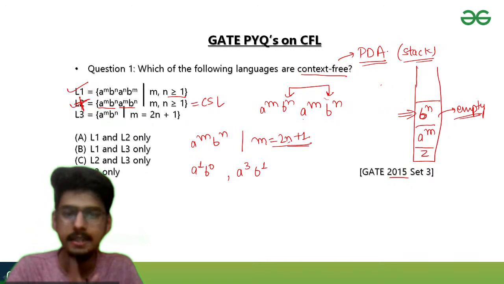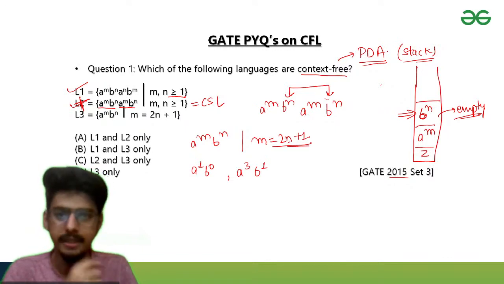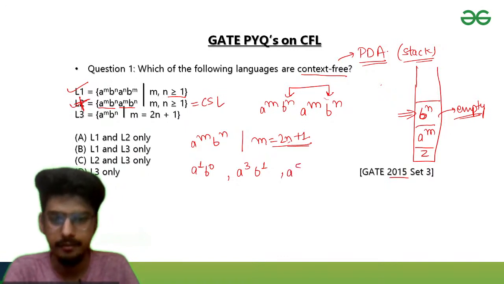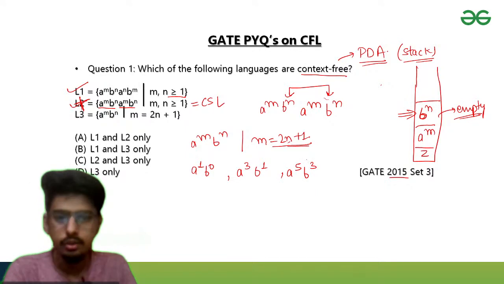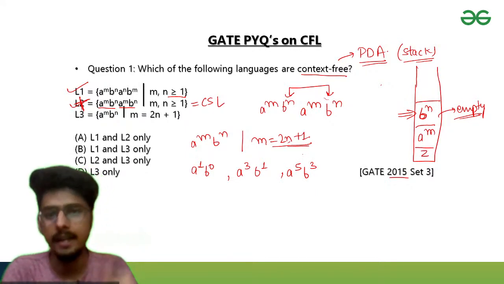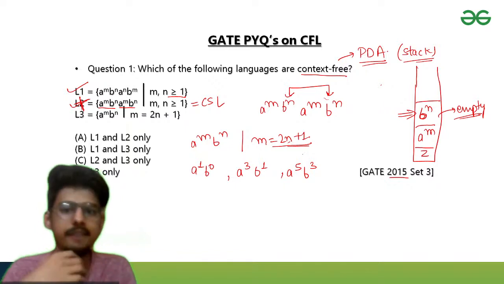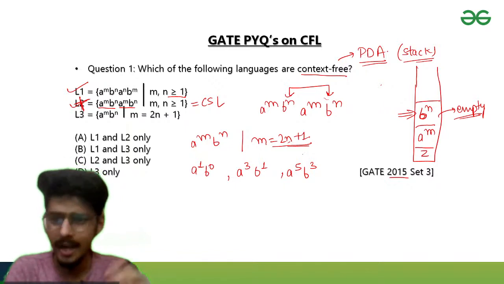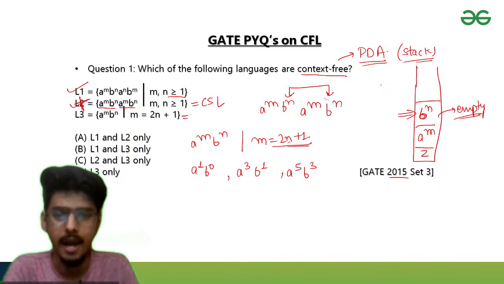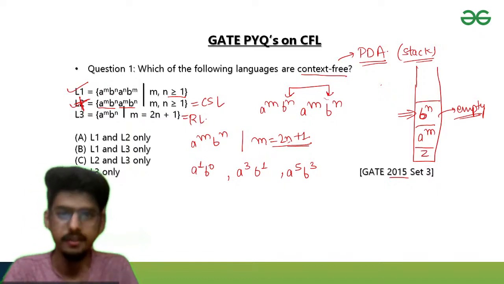So basically the power of a is going to increase by 2 linearly, in an arithmetic progression, and similarly it can go on like a^5 b^3. So basically the number of a's should be 2 greater than the number of b's. So this is definitely following a pattern, and you can create a DFA for it. So this is a regular language, and regular languages are context free languages as well.